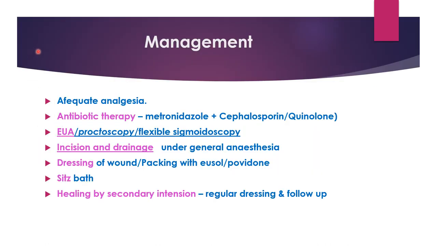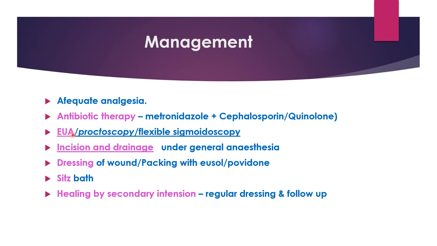Now, how do you manage these patients with perianal abscess? First of all, the most important symptom, as you've seen in this patient, is very severe pain and tenderness. So you must give them adequate analgesia, and most of these patients will require an opiate, such as morphine, intravenously. Secondly, adequate antibiotic therapy to cover the gram-negative organisms as well as the anaerobic organisms. These medications include metronidazole plus a cephalosporin or a quinolone.